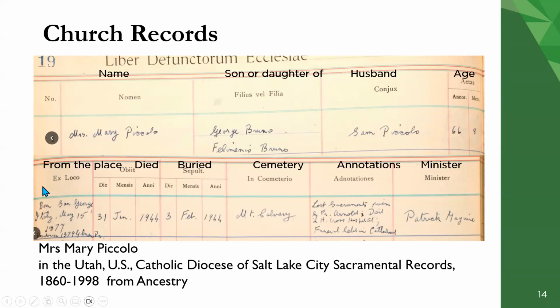So once again, we have information on the location that she's from, when she passed away, when she was buried, the cemetery she's buried at, the minister, and then any annotations that the minister needed to make on the document. But right here in this US record, we've got what we need to go back over to Italy to look for records.